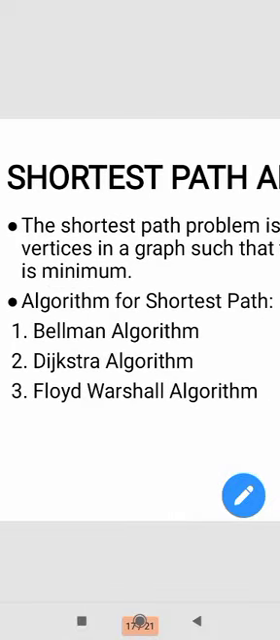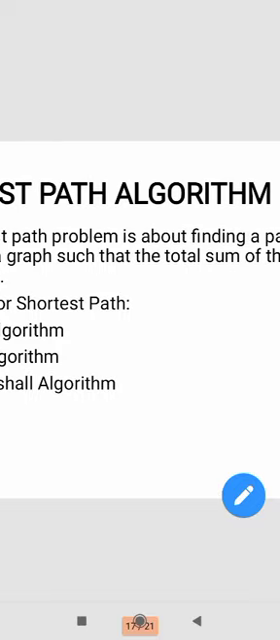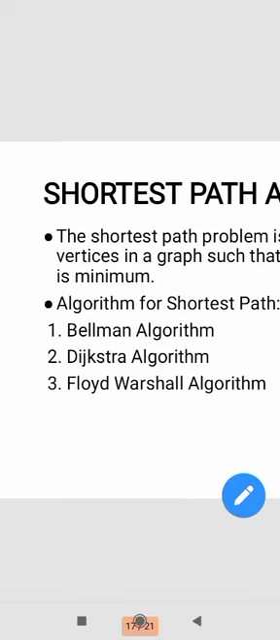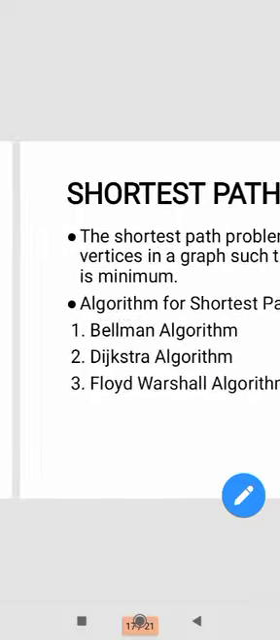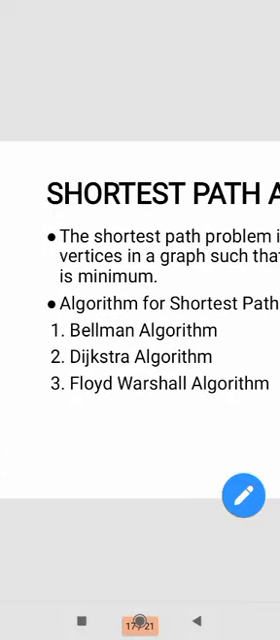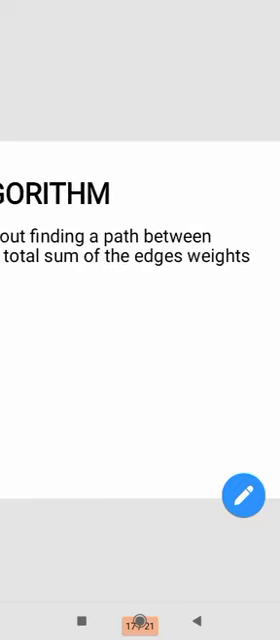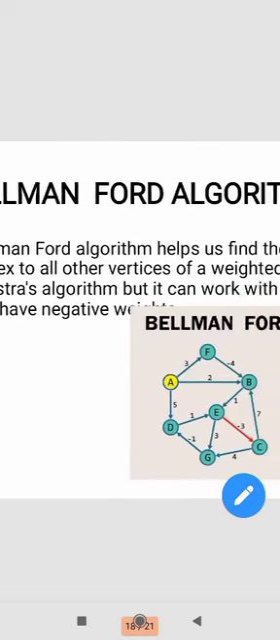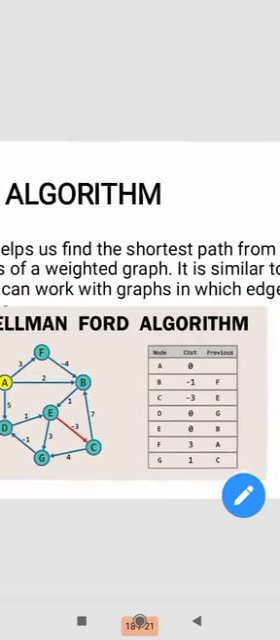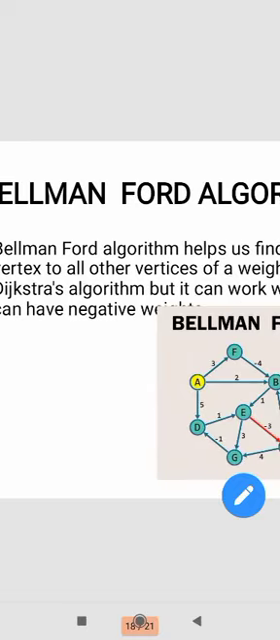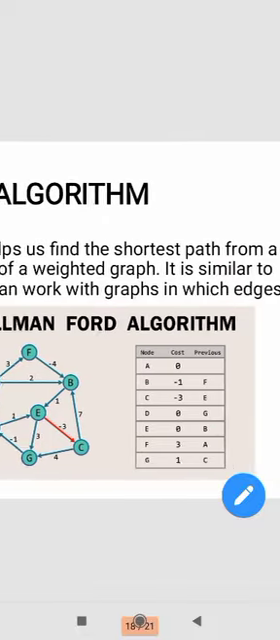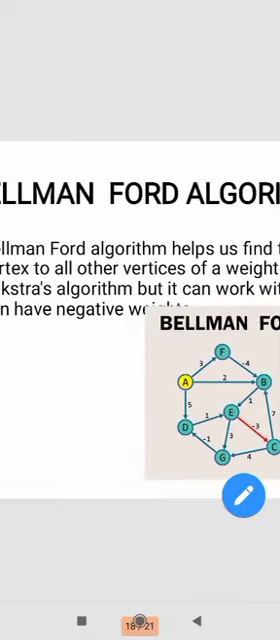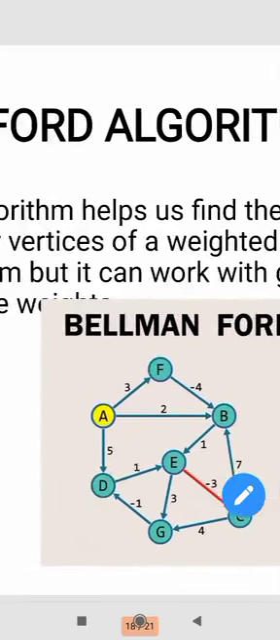Next, shortest path algorithm. The shortest path problem is about finding a path between vertices in a graph such that the total sum of the edge weights is minimum. There are so many algorithms: Bellman-Ford algorithm, Dijkstra algorithm, Floyd-Warshall algorithm. First one, Bellman-Ford algorithm, helps us to find the shortest path from a vertex to all other vertices of a weighted graph. It is similar to Dijkstra algorithm, but it can work with graphs that have negative values.